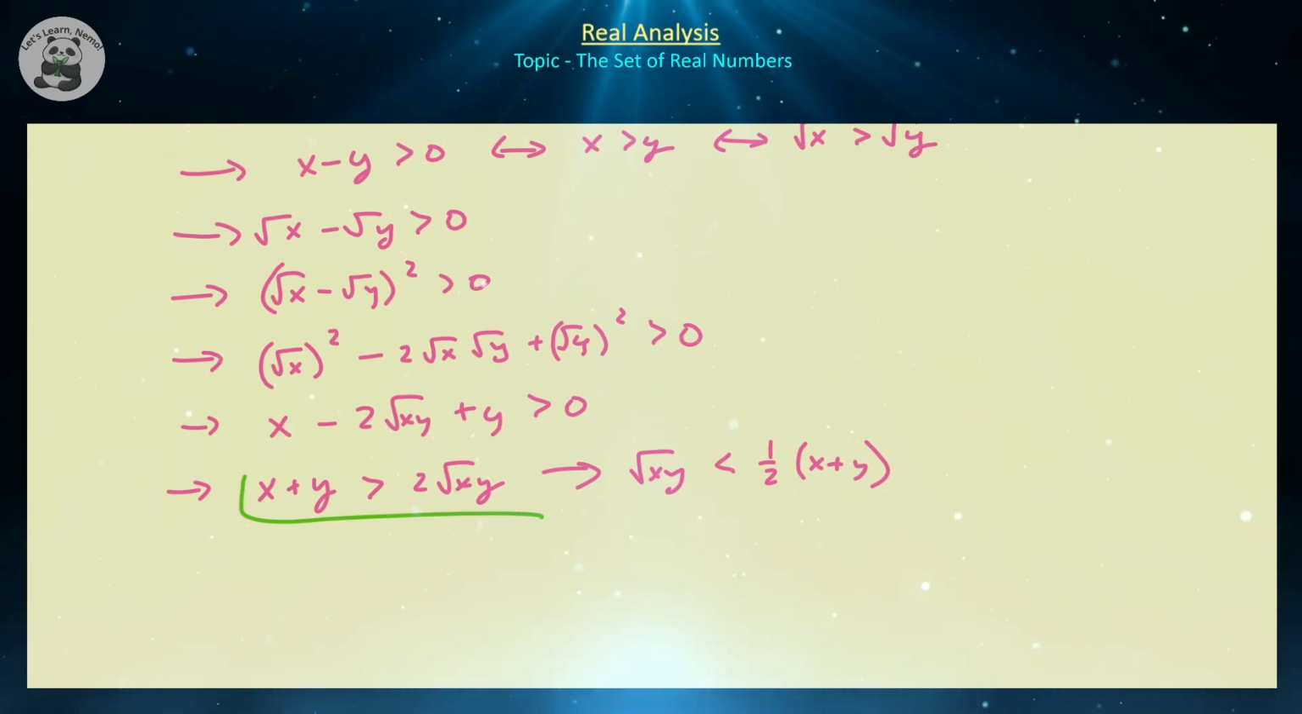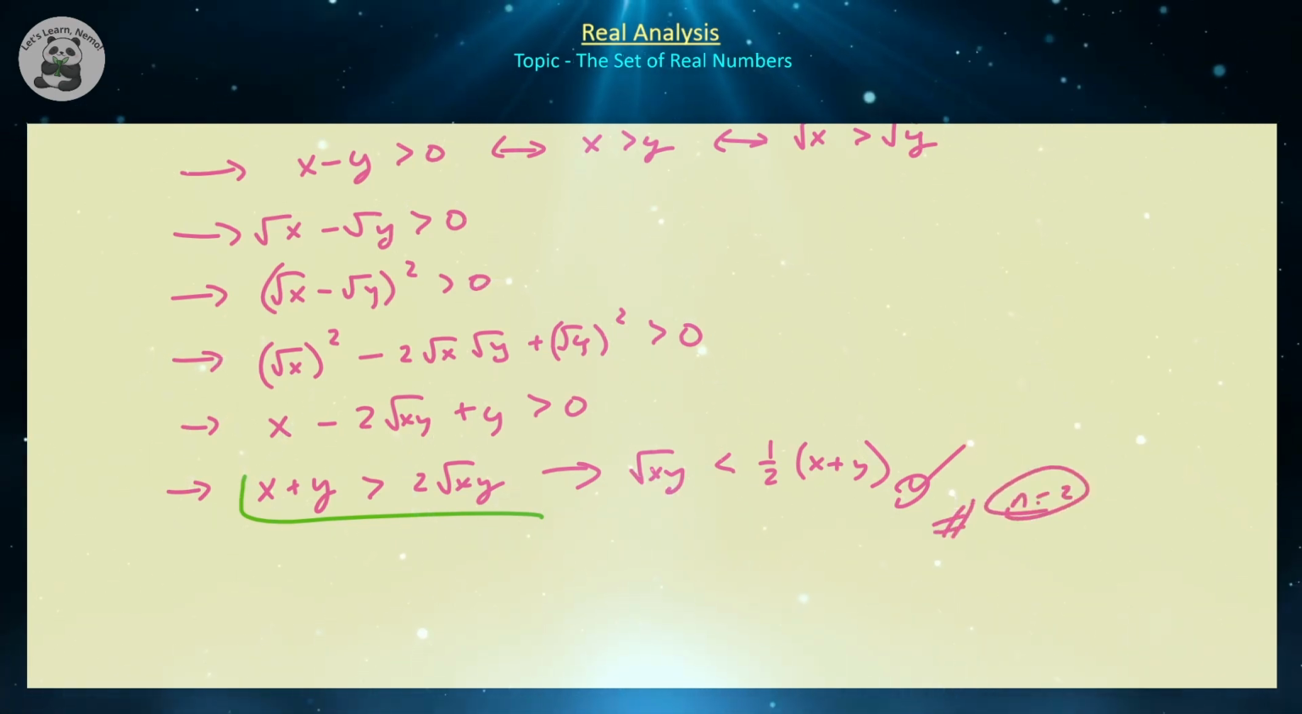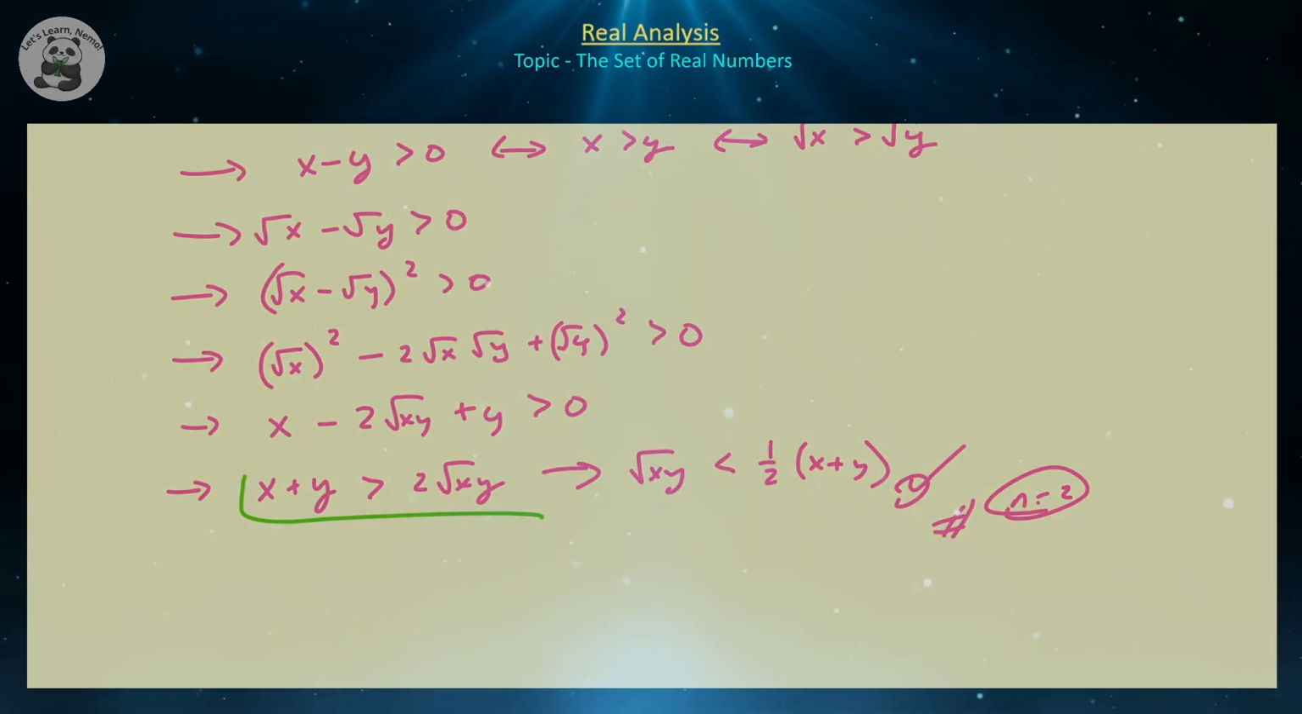Which is the AM-GM inequality, and that completes the proof because those are the only 3 cases. And again, this is true for n equals 2, but the proof for n equals 3 and higher can inductively be built upon this baseline principle.